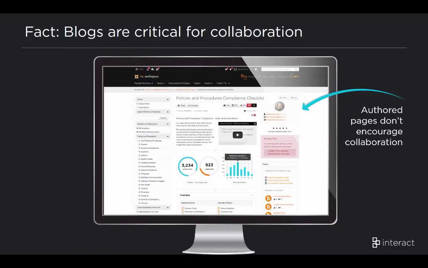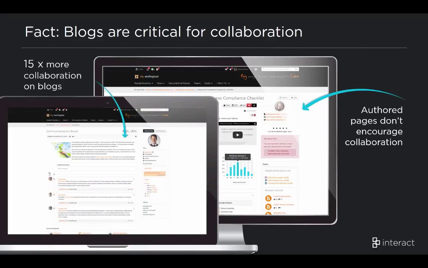And these types of pages don't really encourage collaboration, despite the fact that they may, in fact, have some commenting features and the ability to like and share, as you'll see in the upper right-hand corner of that page. Blogging, on the other hand, is a massive collaboration moment. In fact, if you compare the two, we looked at this through the analysis, blogs receive 15 times the number of collaboration moments as authored pages do.